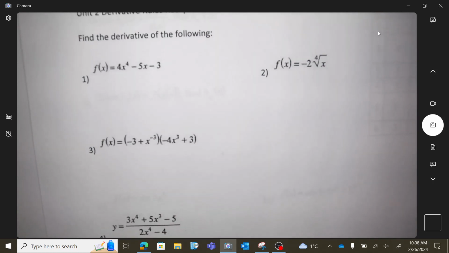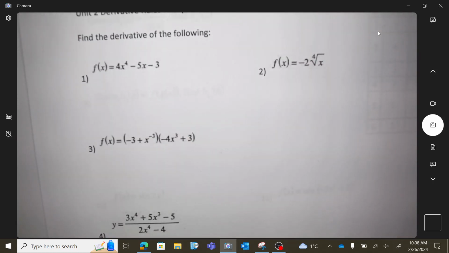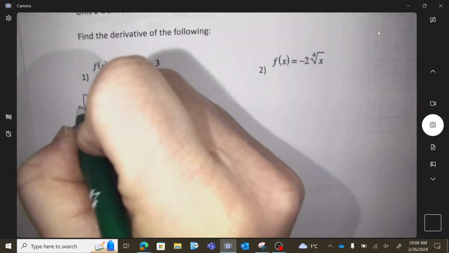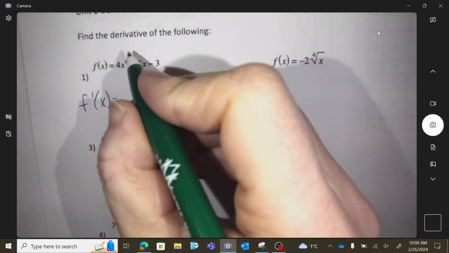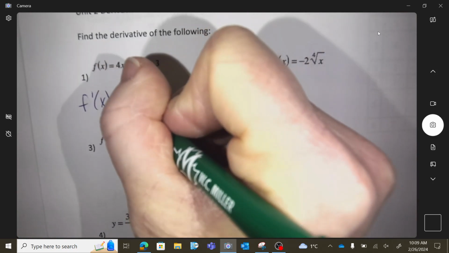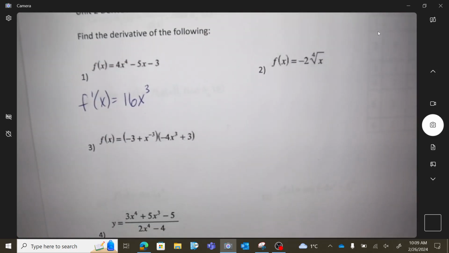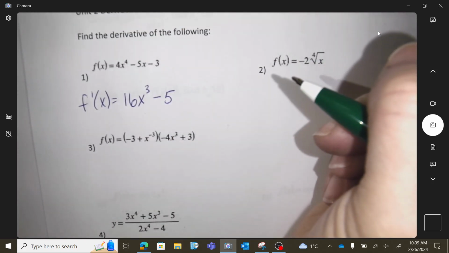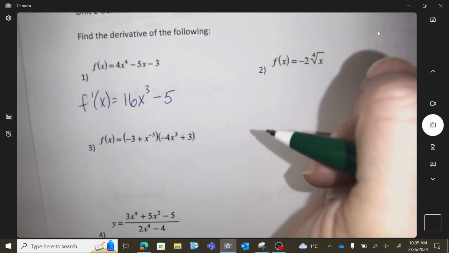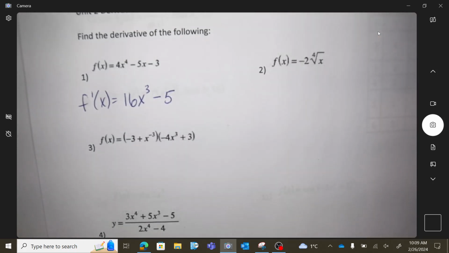Okay, the derivative, so this is just your polynomial rules. So f prime equals front times top, so 16 with one lower. And then on the next one, it's a minus 5 with no x's now. And then the last part is a 0. When you derive just a number, it's 0.